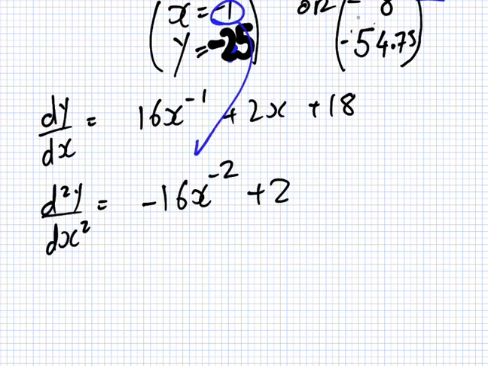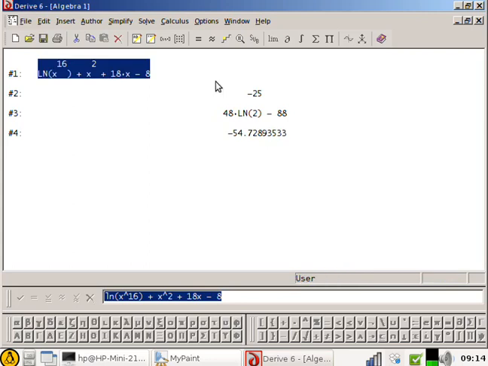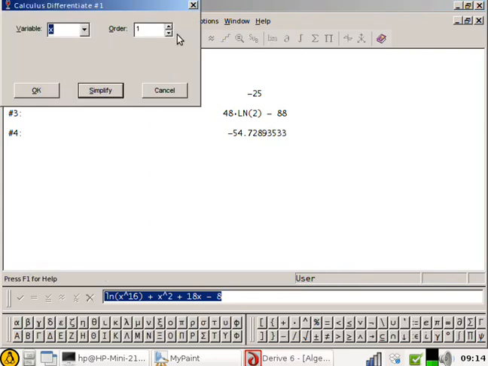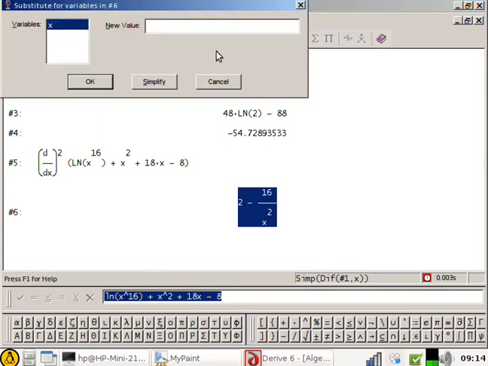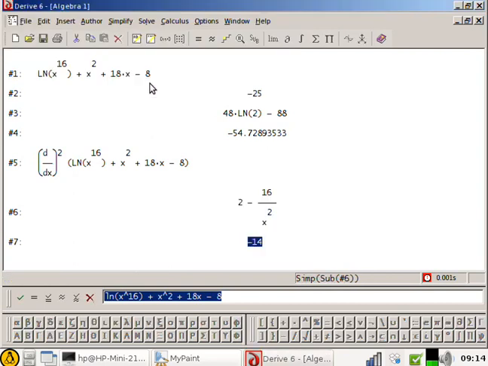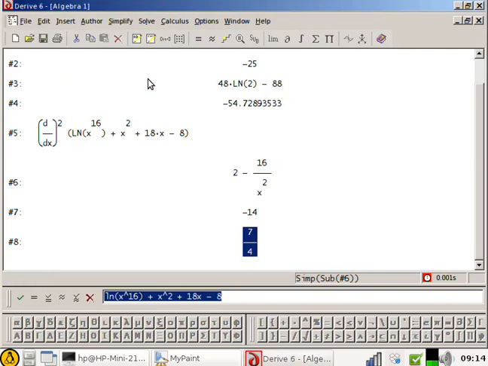And I have to put in minus 8, and I want to see if it's positive or negative. So I'll just sub it in on my calculator here again. The second derivative, there it is right there, the same thing I got on paper. Put in minus 1, and that's a negative number. Put in minus 8, that's a positive number.